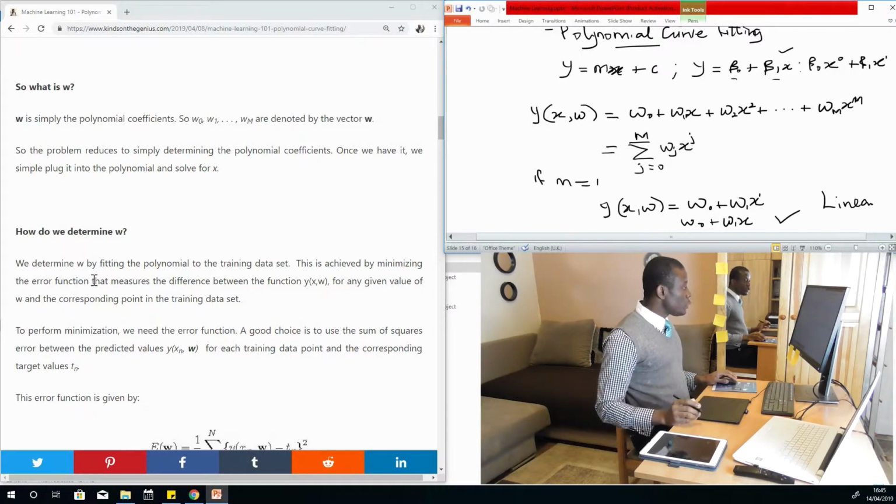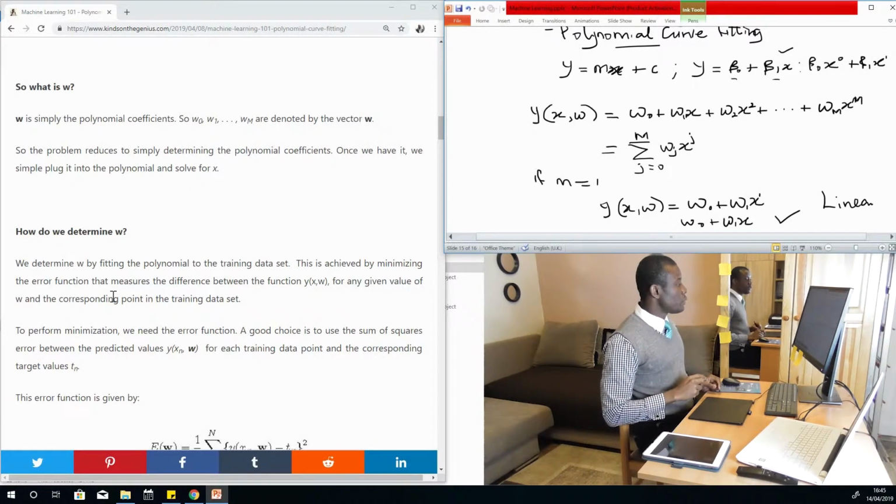We determine w by fitting the polynomial to the training set. Fitting the polynomial to the training set simply means passing a line through the training set. We plot the set of data and try to pass a line through it. This time, it's not a linear regression line, but a polynomial line or a polynomial curve. This is achieved by minimizing the error function that measures the difference between the function y(x, w) for any given value of w and the corresponding point in the training data set.